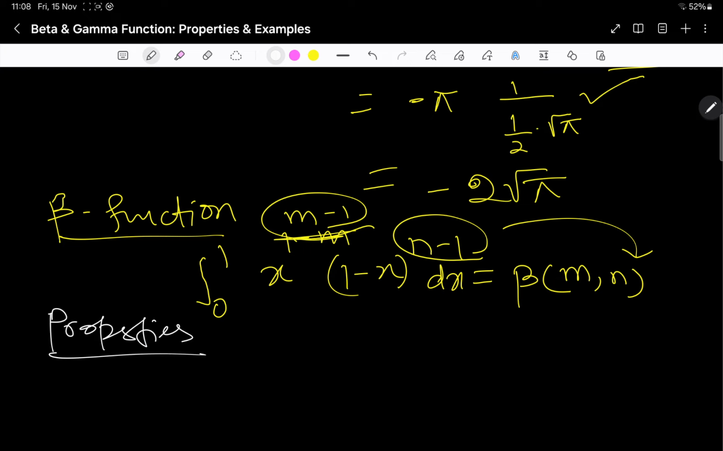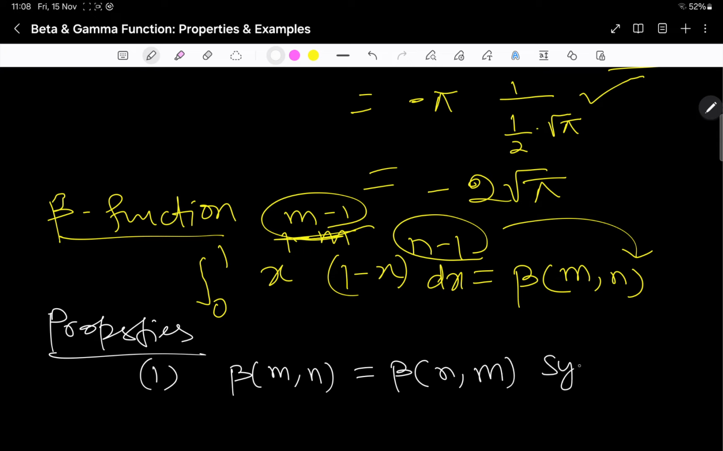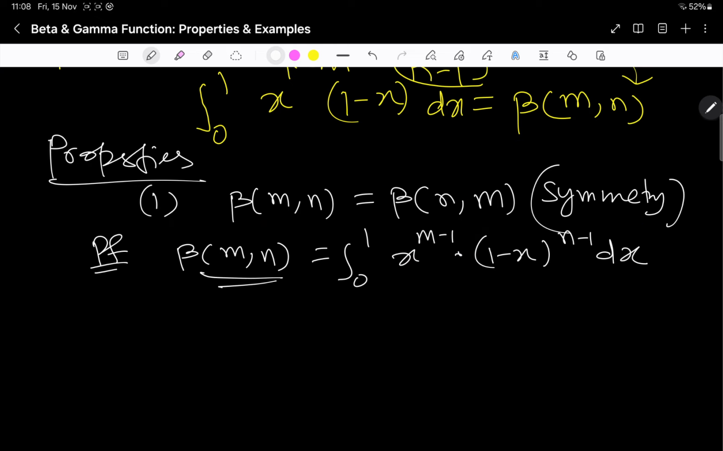Now likewise we will see the important properties of the beta function. Property number 1: beta m, n is beta n, m. This property is called the symmetry property. Let us prove it. So here beta m, n is this. Now you put 1 minus x is equal to y.